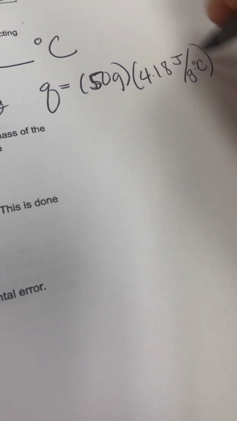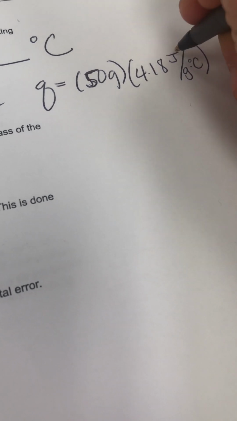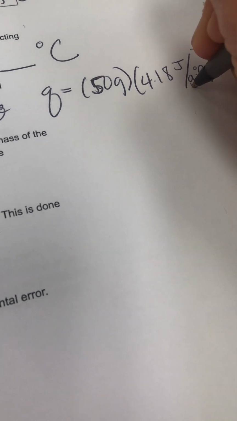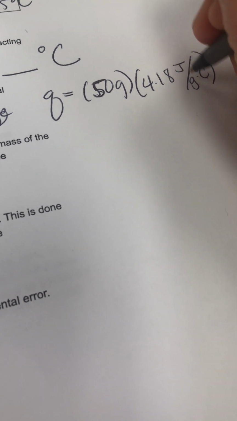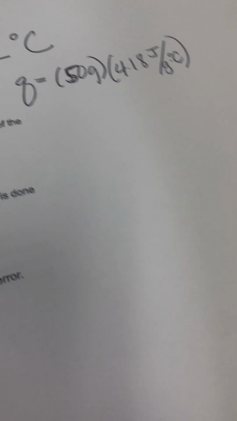Now, the reason why this is our unit is because our definition of specific heat is the energy required. So how much energy is required to increase the temperature of 1 gram of something 1 degree Celsius. For water, we need 4.18 joules to increase 1 gram of water 1 degree Celsius. So that's where we get this number from.